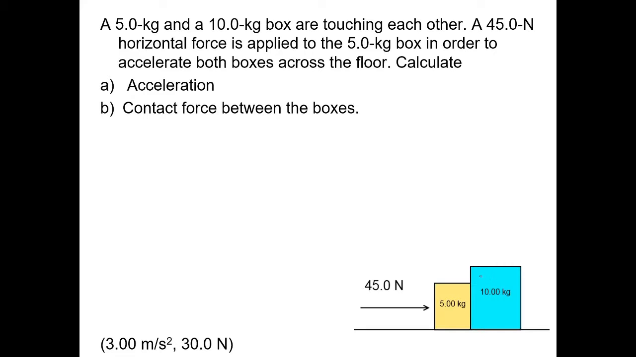The most important thing is to draw the free body diagrams. So let's draw them right above the boxes. So the 5 kilogram box has mg pulling down and normal pulling up. Normal is the support from the table. And it's getting pushed by a 45 Newton force here. Now there's another force and we'll deal with that in a moment.